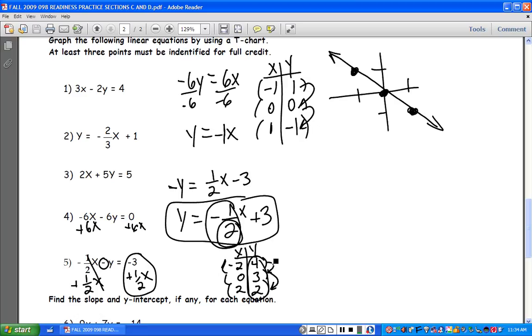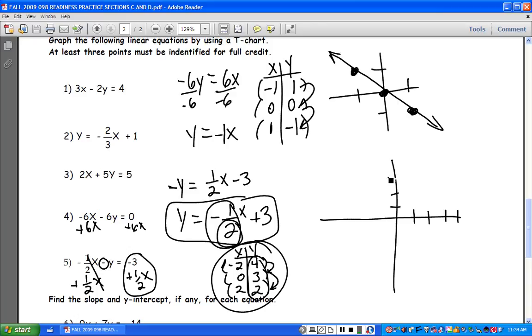Okay, so now we look at our 3 points, our greatest absolute value being 4, so we need to make sure we have 4. Alright, so -2, 4 is somewhere up here, 0, 3 is here, 2, 2 is there. So there's your line.